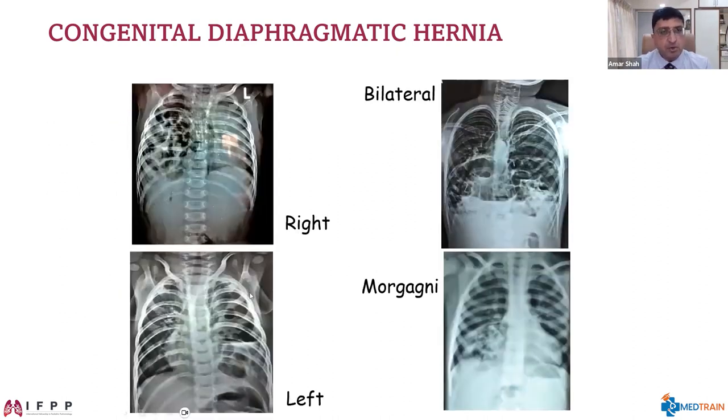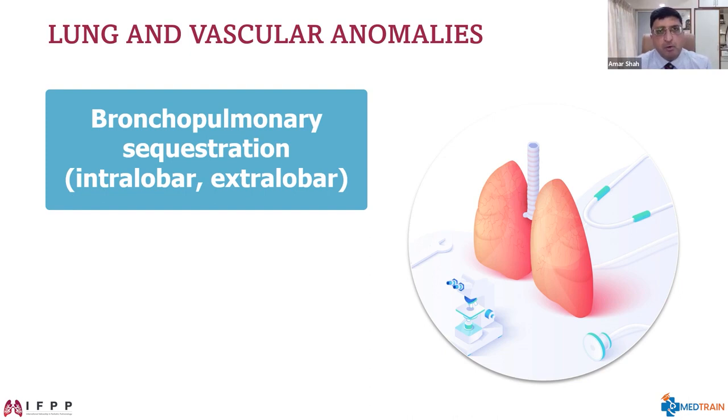These are a few X-rays showing diaphragmatic hernia. This is the classic left diaphragmatic hernia. This is a right-sided diaphragmatic hernia. This is bilateral diaphragmatic hernia, and the anterior, which is the Morgagni diaphragmatic hernia. So this ends our first group of congenital lung anomalies.